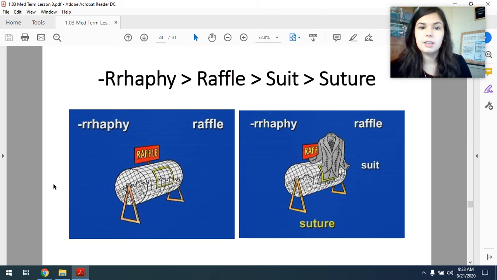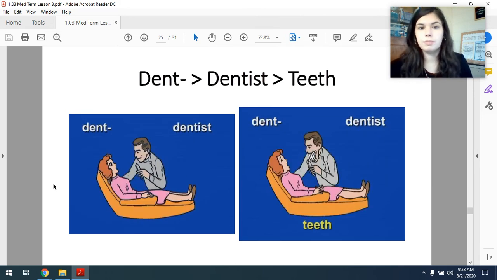Next we have raphy. Raphy makes us think of a raffle machine, like the thing that you would spin and it mixes everything up. And then we see a suit coming out of the raffle machine, and it means to suture something. Suture is like to sew up something. Raphy, raffle machine, suit, suture.